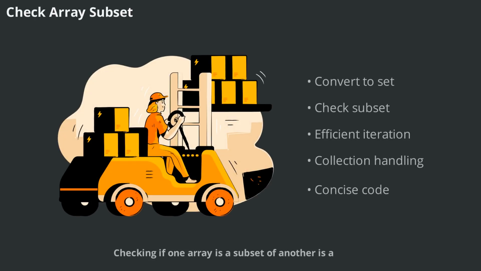Checking if one array is a subset of another is a question that tests your ability to use sets and iterate efficiently. By converting the first array to a set and checking if all elements of the second array are present, you can determine subset status. For example, 1, 2, 3, 4, 5 and 2, 4, 5 confirm subset.